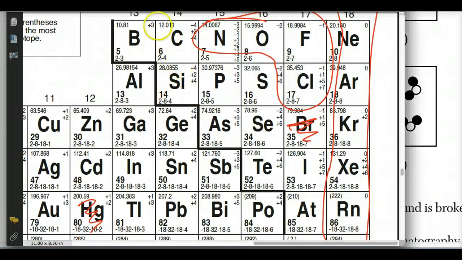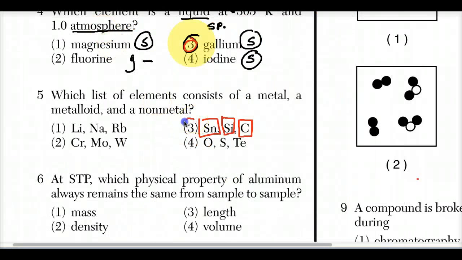Silicon is on the staircase. There's my nonmetals on the staircase. They separate the nonmetals from the metals. And of course, Ge and Sb are also my metalloids or semimetals. They separate the metals on this side from the nonmetals. So tin is a metal. Silicon is a nonmetal. I'm sorry, I should say a semimetal, which has properties of both the nonmetals and metals. And of course, our carbon, okay, is a nonmetal above the staircase. Thus, our answer is 3.